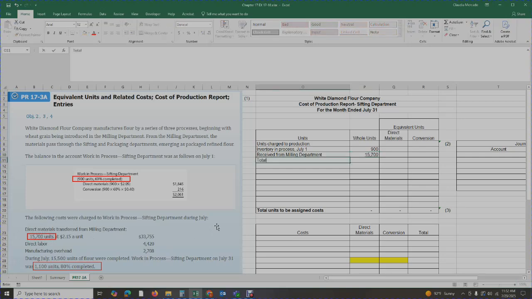So my total units accounted for by the sifting department will be the sum of those two, your beginning inventory plus anything that was transferred from the milling department. Next, we have our units to be assigned cost.